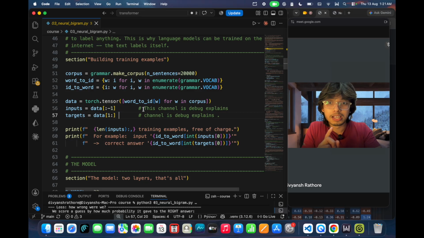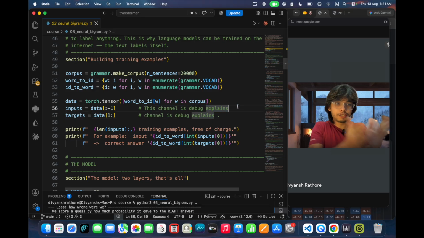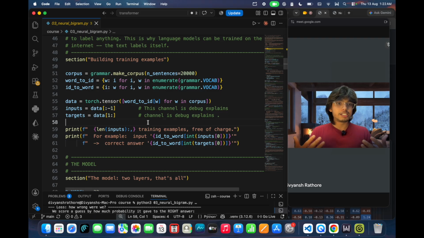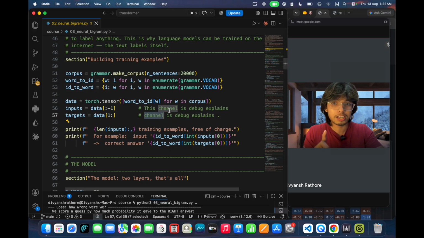For example, let's say the input was: this channel is debug explains. The target becomes just shifted by one word: channel is debug explains, full stop. So for the input, we are not taking the last word. And this is actually the reason why these large language models could be trained on the whole internet's data, because it was literally this easy. Get the input shifted by one word and you have input and target values. So for the word this, the target is the word channel, because channel is supposed to come next to the word this.